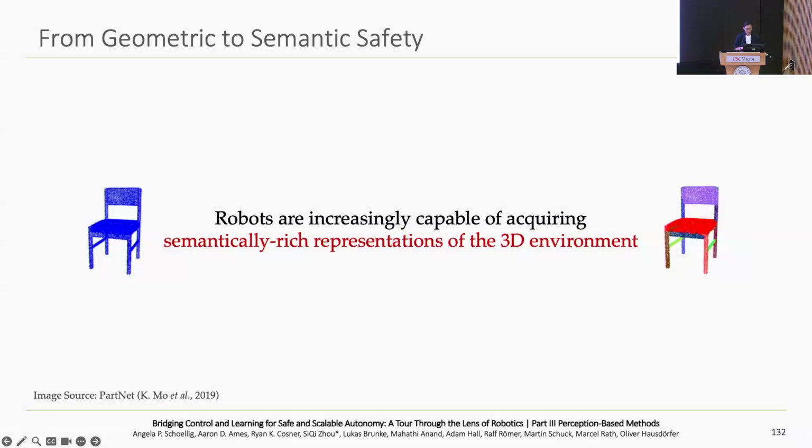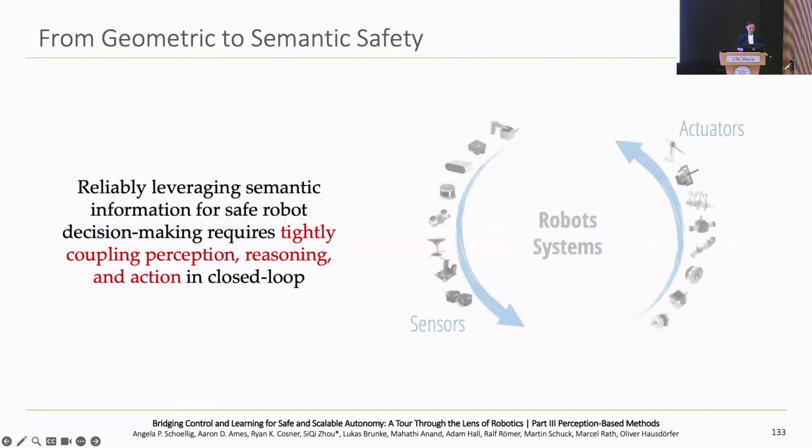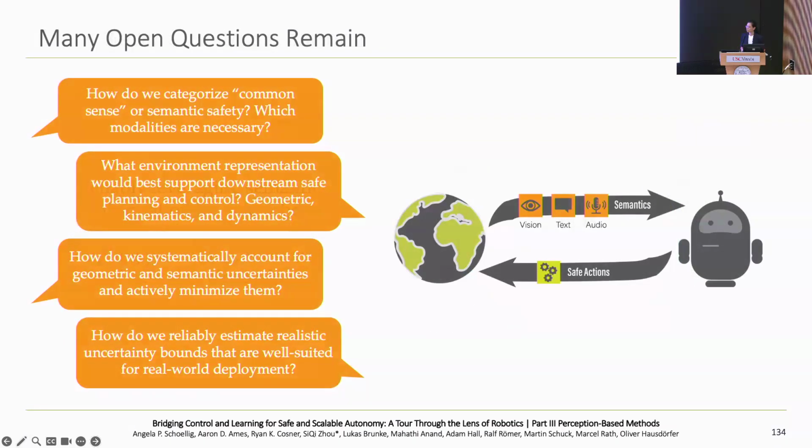Just to conclude, what we have seen is that robots are increasingly capable of acquiring semantically rich representations of the 3D environment. Reliably leveraging the semantic information for safe robot decision making requires tightly coupling perception, reasoning, and action in closed loop. There are still many open questions in this area. For example, how do we categorize semantic safety? Safety is in general a very broad concept. And what modalities are necessary to enforce what kind of safety constraints that we care about for certain applications?